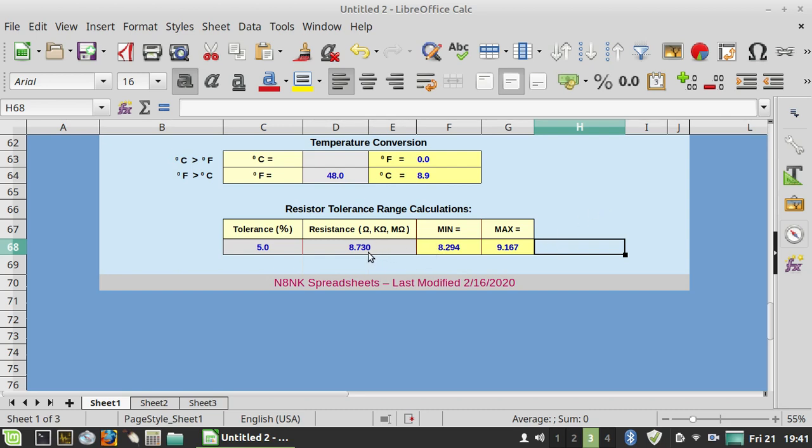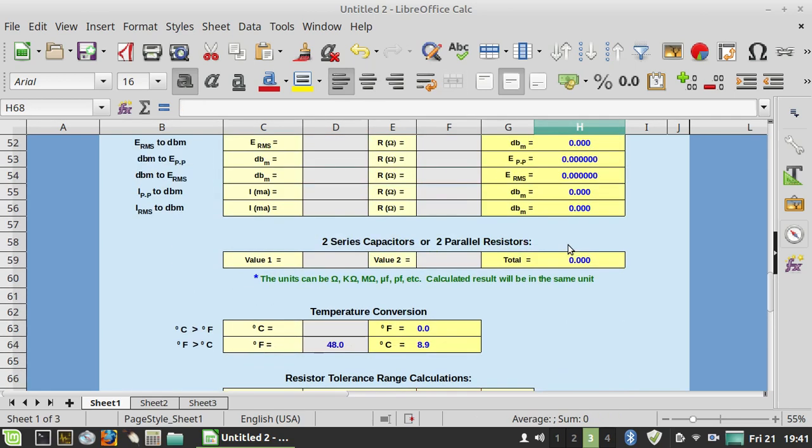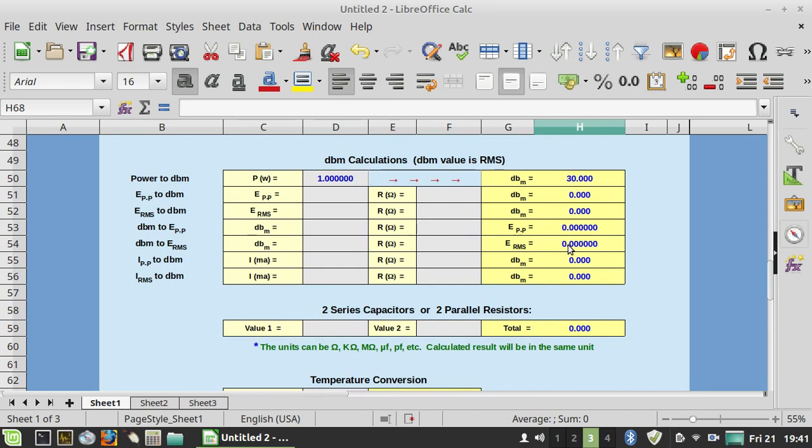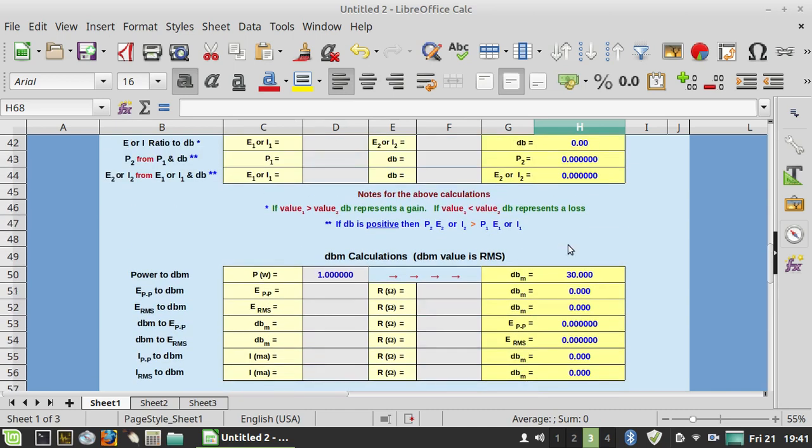So I put in 8.73K. I could have put in 8730. It's the same thing. If you input a value in ohms, the output's in ohms. God, I know there is more I wanted to mention here.